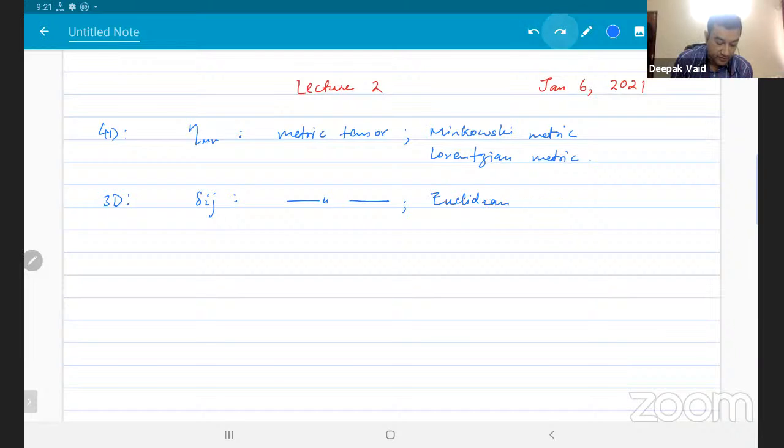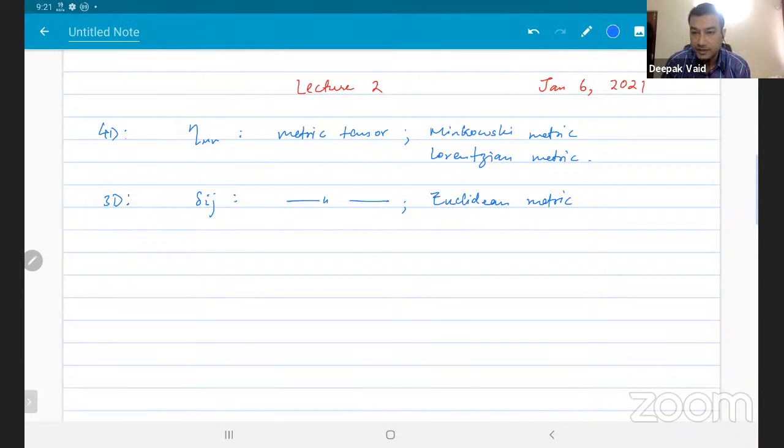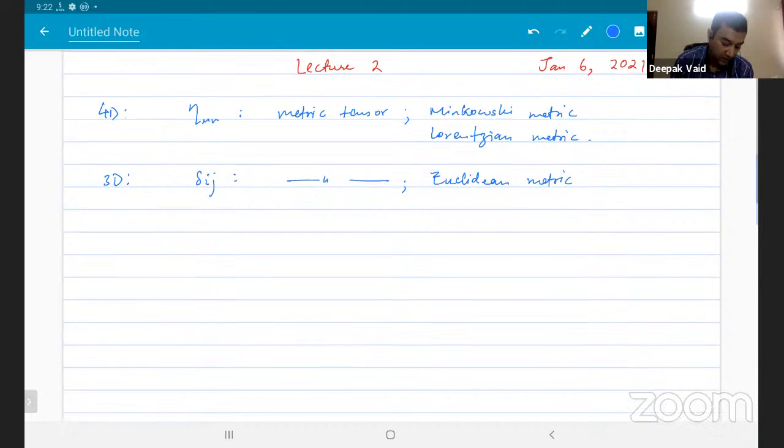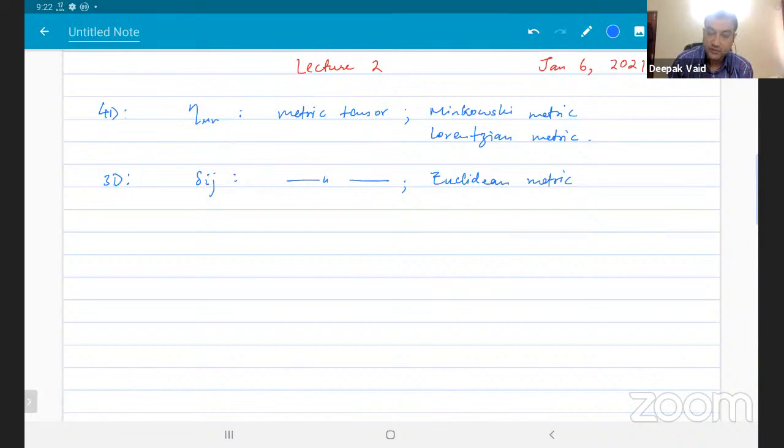Euclidean metric because in 3 dimensions we are using the geometry of Euclid. You could also call it the Pythagorean metric if you wanted to. Now, where does this metric tensor and the associated expression come from?